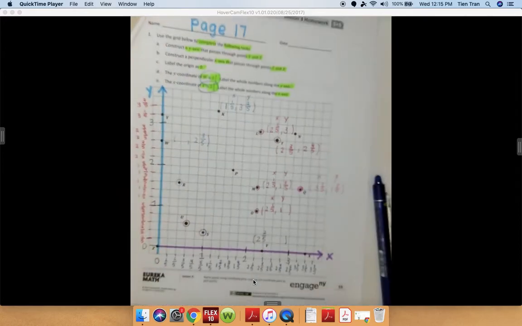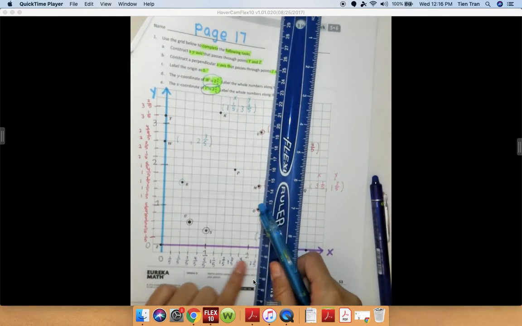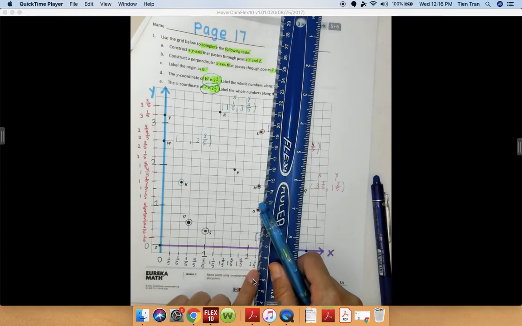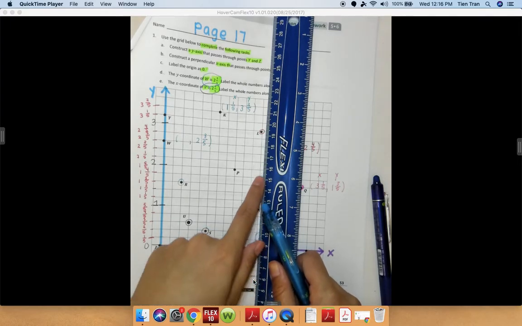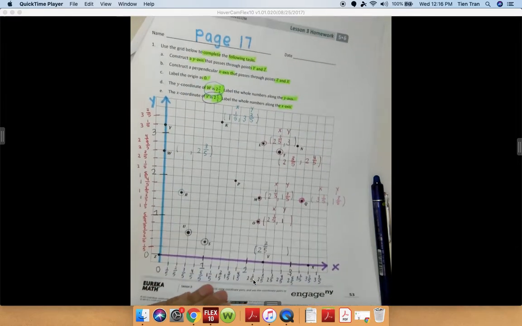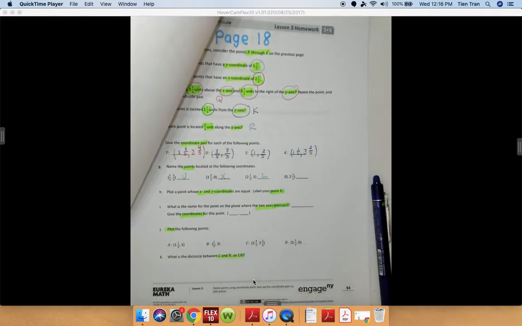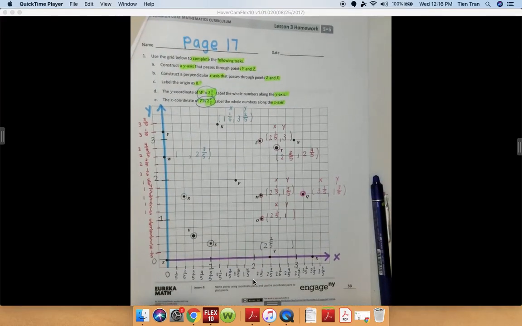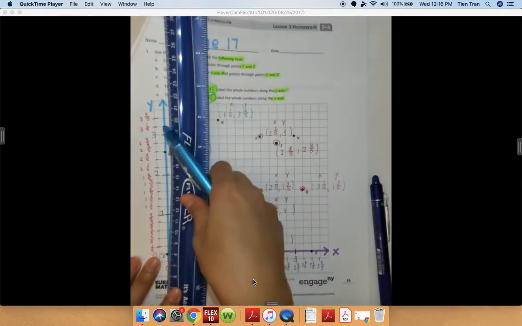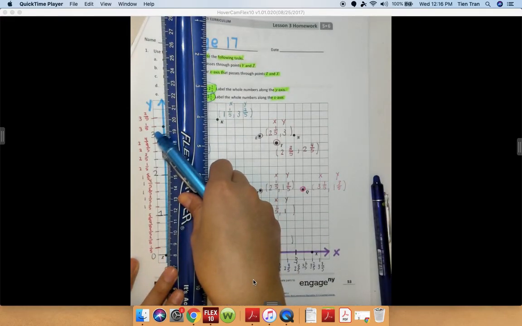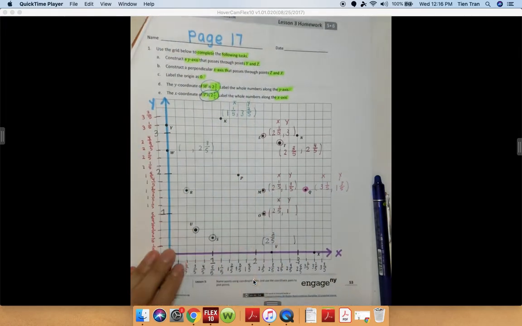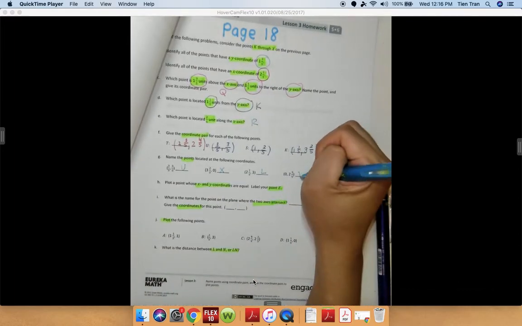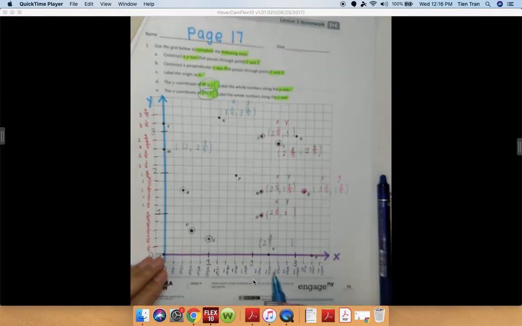Next, I have 2 and 1/5. This is 2 and 1/5. I'm always going to go on my x-axis 2 and 1/5, and then I need to go up to 3. So I went up to 3, and that's going to give me O. The last one is 0 and 2 and 3/5. So 0 is right here. So for my x coordinate, I just go up to 2 and 3/5. So 2 and 3/5 is right here, and that is my W. So this coordinate is 0.